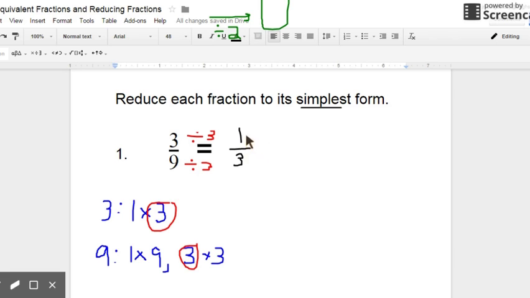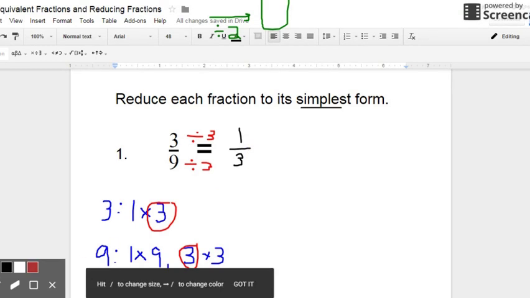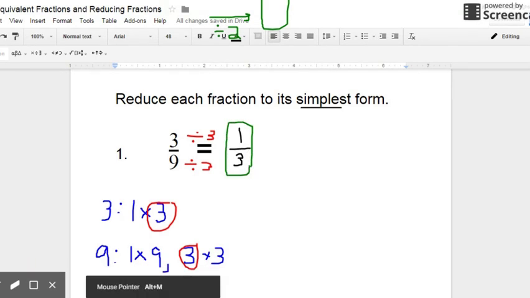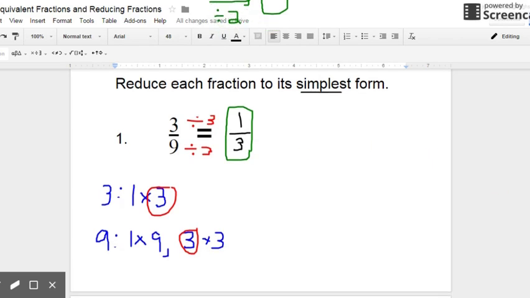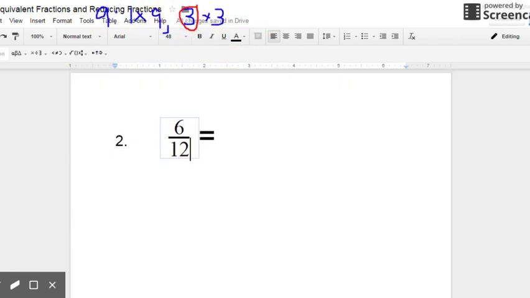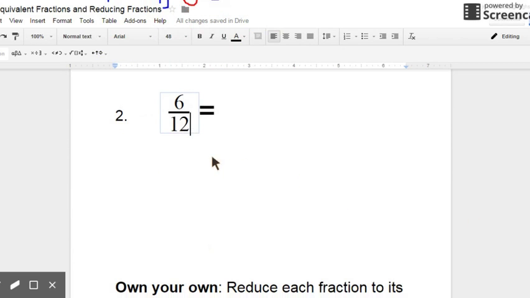No, because 1 divided by 1 is 1, and 3 divided by 1 is still 3. So this is your simplest form. You've reached the reduced fraction. So we can't reduce it anymore. Well, this was nice because we found the GCF of 3 and 9, which was 3. So that made this one pretty easy. So let's look at another example, one that has multiple ways of actually doing the problem.